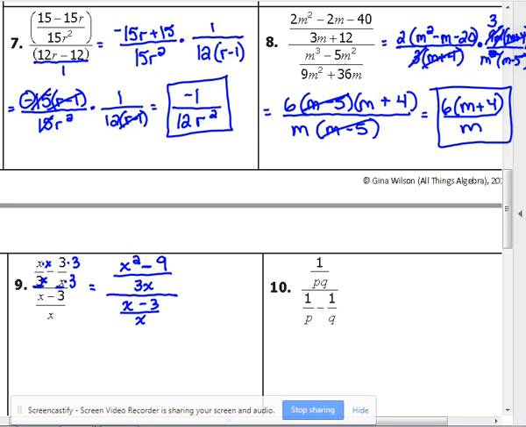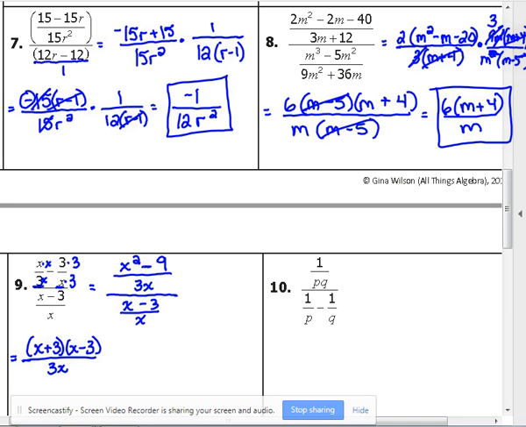And now we're going to handle it just like we handled the other problems. We're going to keep the top the same. Is there anything that I can factor in that numerator? X squared minus 9, right? Difference of perfect squares. Let's go ahead and factor that out. X plus 3 times x minus 3.